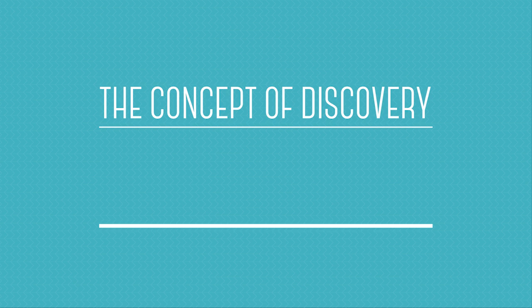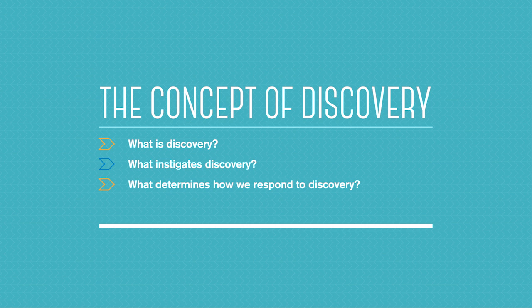So let's look at the concept of discovery itself then. What is discovery? You need to actually think of all of its ramifications, the type of things that involve discovery in your texts. And we'll look at that in a moment. You need to look at what instigates it, in other words, the catalyst for discovery. What caused it, particularly if it's a novel, for example, or poetry, what started the whole process of looking, of discovering, of learning. The third question you need to understand is what determines how we respond to discovery.